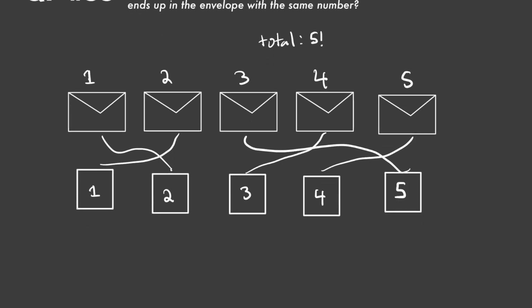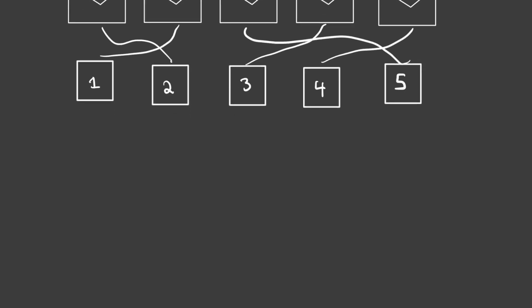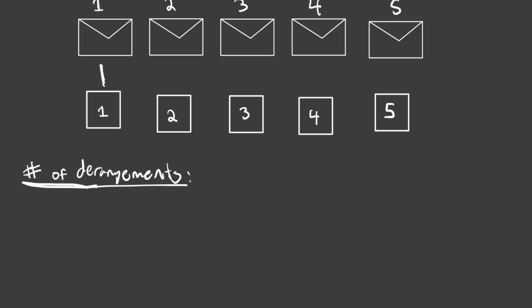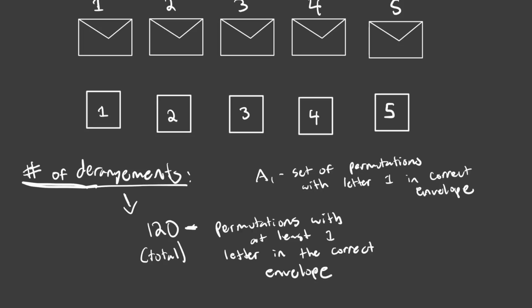Now the tricky part is going to be calculating the number of derangements. First, let's just understand that the number of derangements is the number of permutations where the letter's not in the correct envelope. So that's also equal to the total number of possible permutations minus the number where we have at least one in the correct envelope. So I just wrote out the words here. This is 120, the total, minus the permutations with at least one letter in the correct envelope.